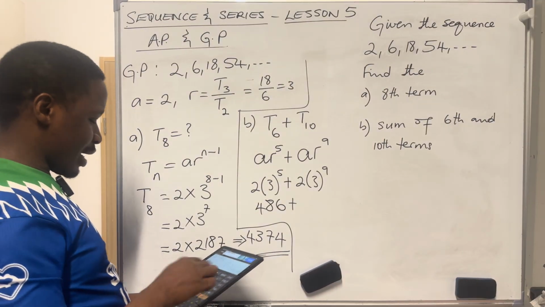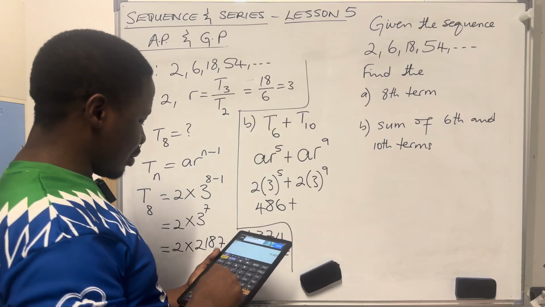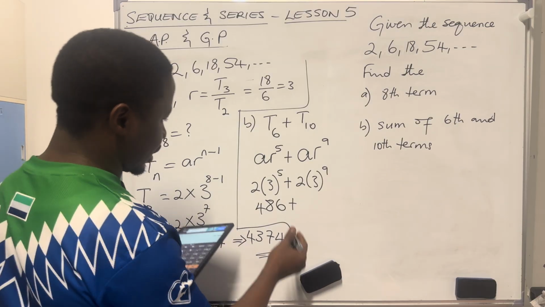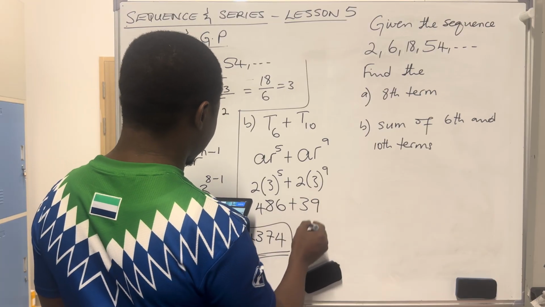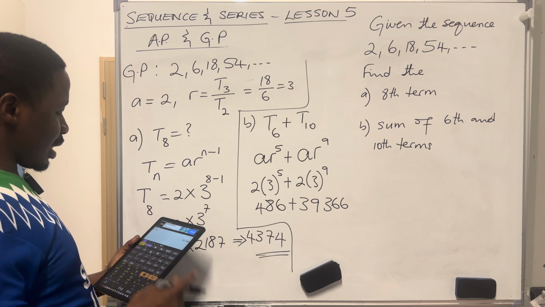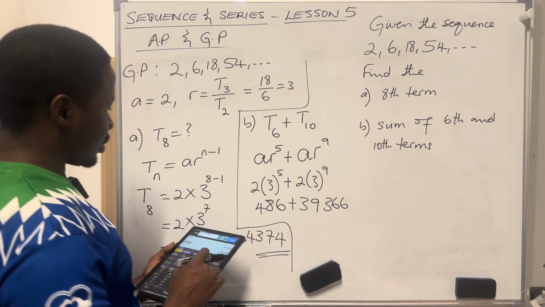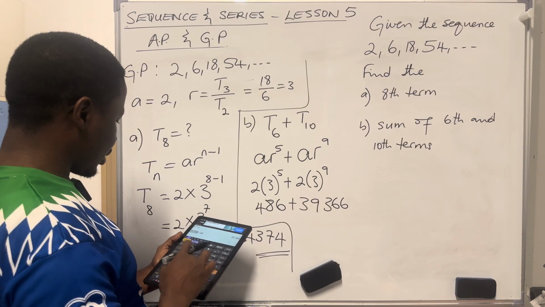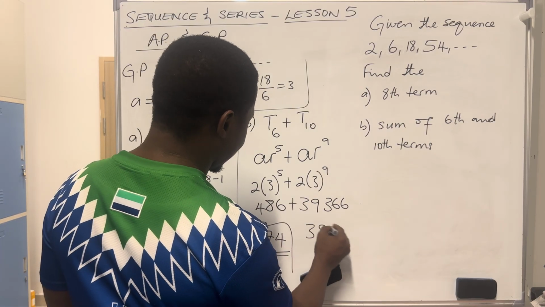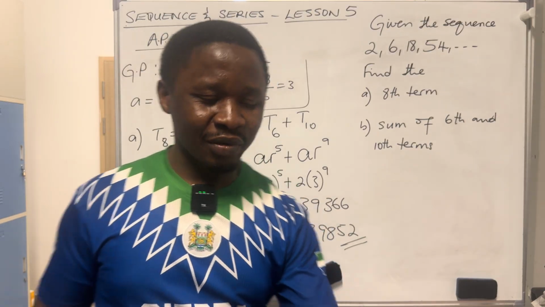So 3 to the power 9, then later we'll say times 2, is 39,366. So this one we have plus 486. So we have 39,852. So this is what we have.